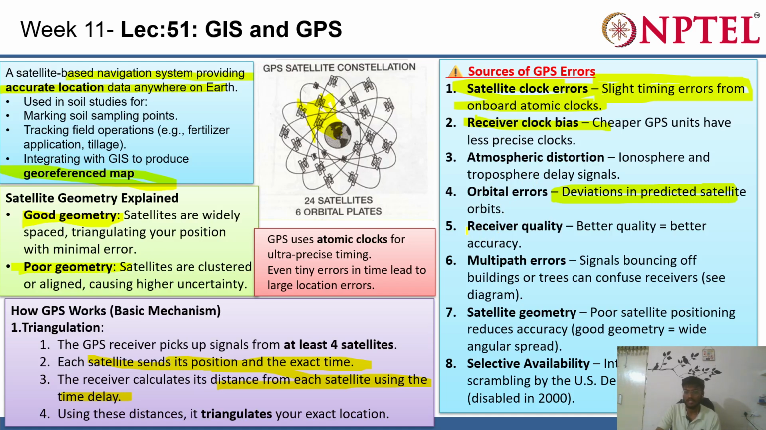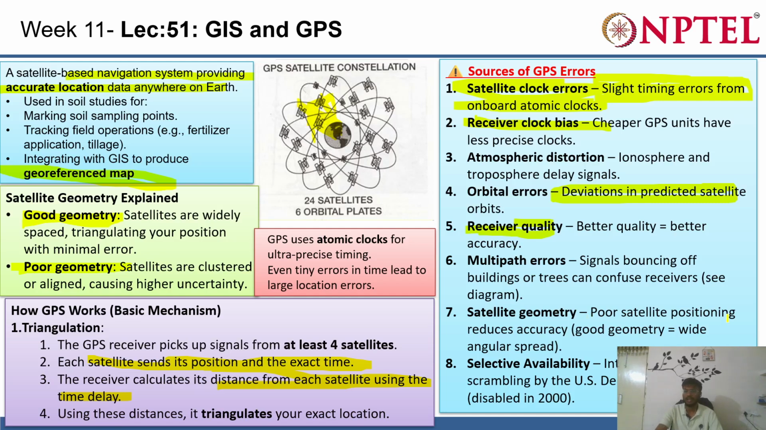Then the fifth one is receiver quality. The better the quality, the better the accuracy. Then multipath error: signals bouncing off buildings or trees can confuse the receivers. We discussed that diagram during our lecture number 52. Due to the presence of trees and buildings, whatever reflectance goes back from them also confuses the satellites.